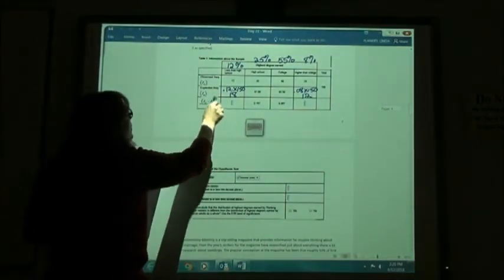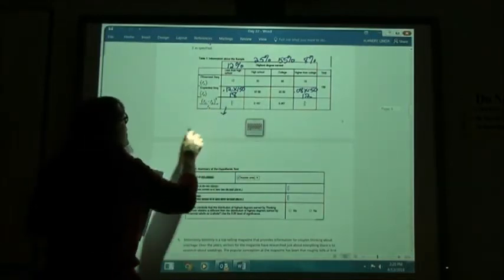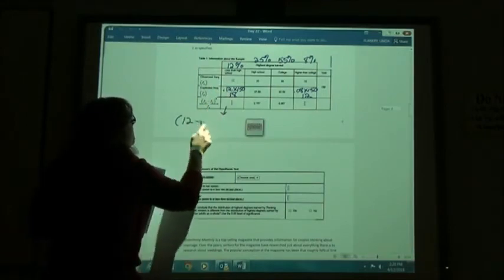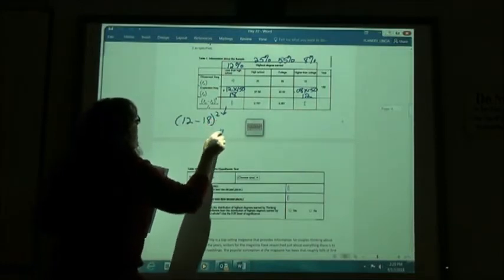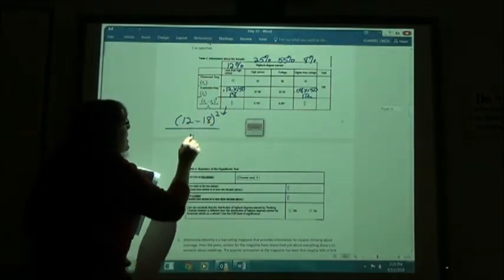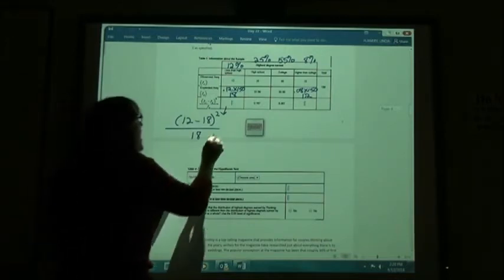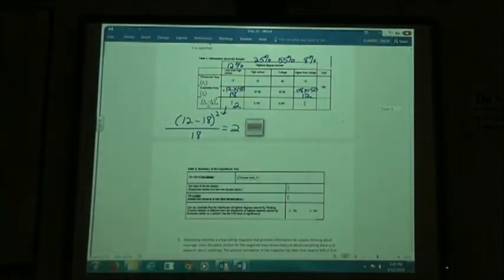now I'm going to do this calculation right here. On the first box, I'm going to take f sub 0, which is 12, minus f sub e, which is my 18, squared, and divide it by f sub e, which is 18. So (12 minus 18) squared divided by 18 is what I'm going to do. If I do that calculation, I should come up with a 2.